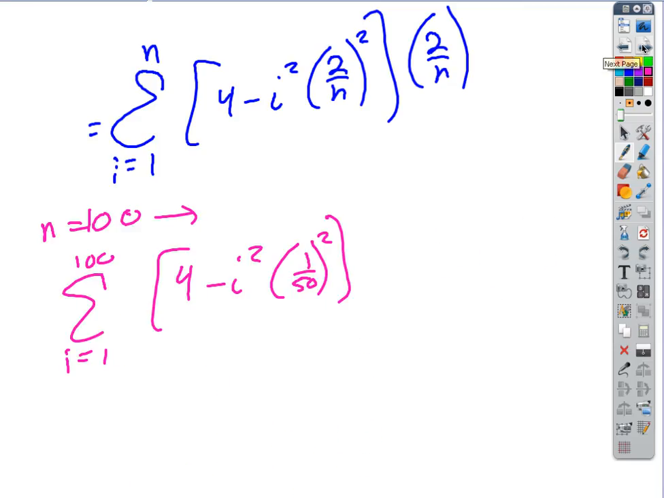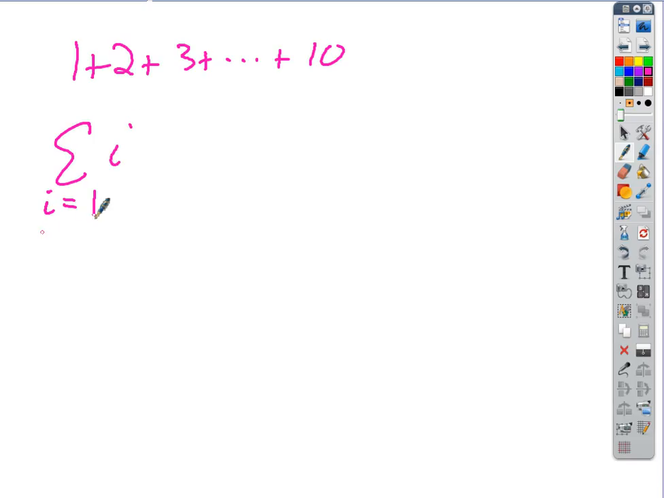Let me remind you about sigma notation. Maybe, okay, I see what the problem is. Here it is, a little quick review. If I want to say 1 plus 2 plus 3 and so on up to 10, how do I say that with sigma notation? That's the sum of i as i goes from 1 to 10.